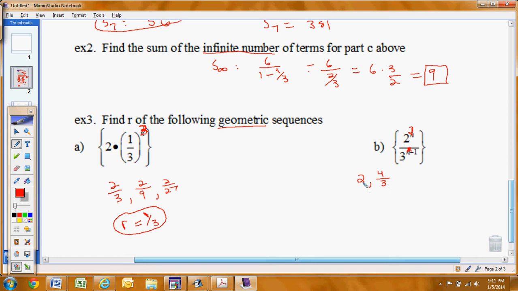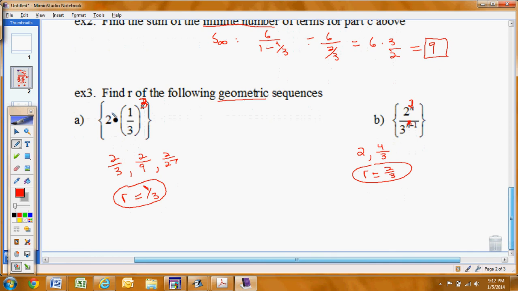So what am I multiplying by to get from 2 to 4/3? And pretend I'm Dora right now, blinking my eyes, and I'm asking you, what can we use in our backpack to solve this? But what do you have to do to get from 2 to 4/3? Right. You have to multiply by 2/3. And if you take 2 times 2/3, you will get 4/3, so we just found r by generating the sequence.